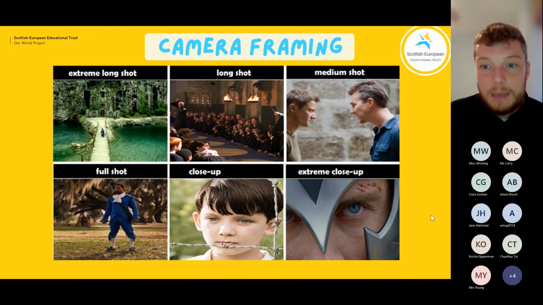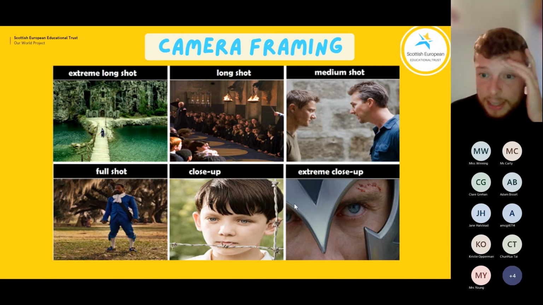Then we've got a close-up, which is obviously one of the most well-known and common camera framing techniques. This is taken from The Boy in the Striped Pajamas, but they can be really effective for revealing reactions or showing emotion or intensity that the character's feeling in the scene.